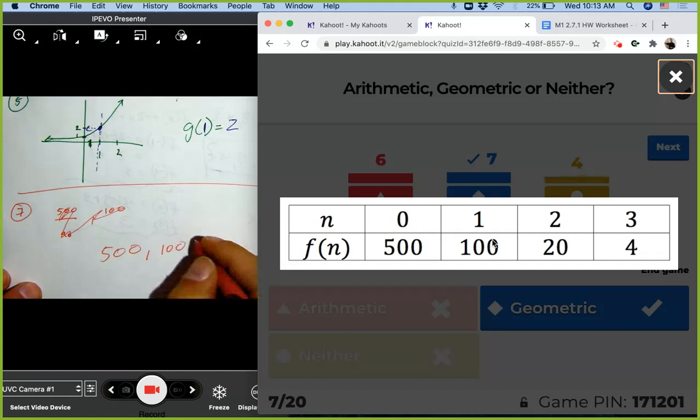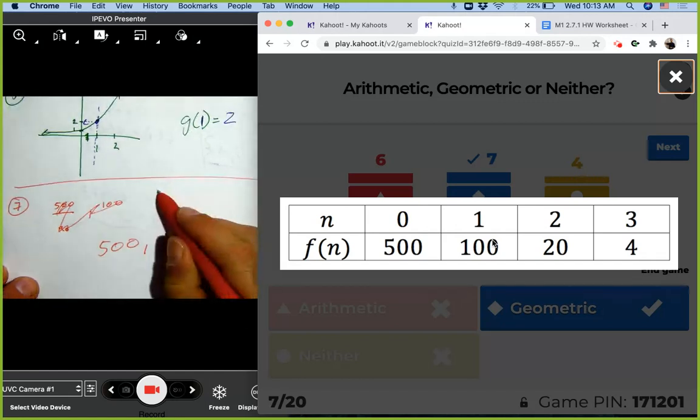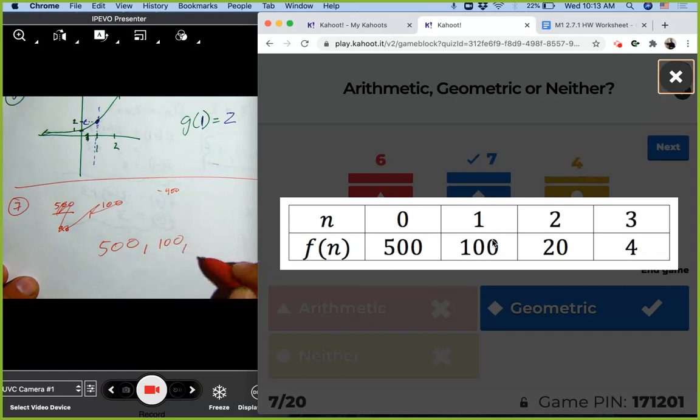If you thought it was arithmetic, you might have said, well, we're going to add a negative 400. However, the next term is 20. Can you go minus 400 and get to 20? No. So that's not what it is. We're going to multiply.